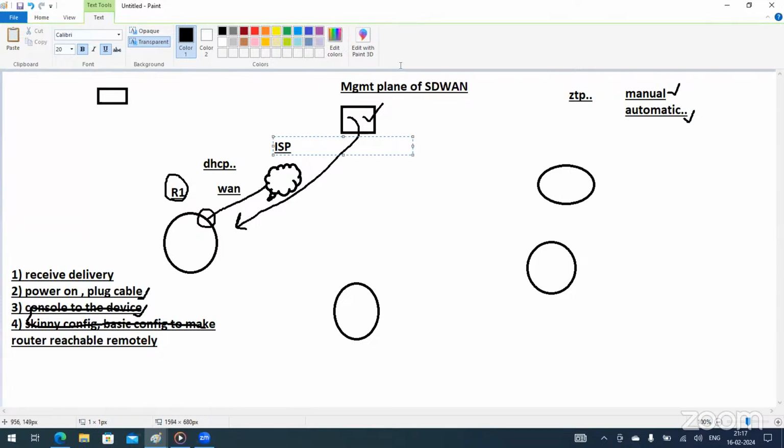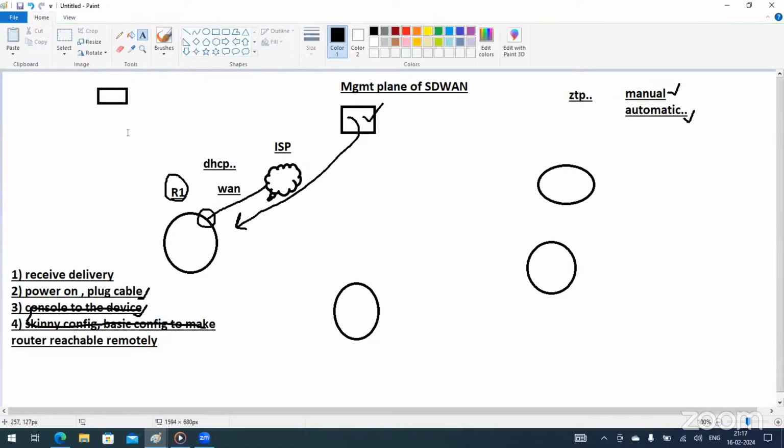Any question? Anyone? Is it possible to configure a static IP on this same device? Yes, we can do that, but that would be the manual way of provisioning.